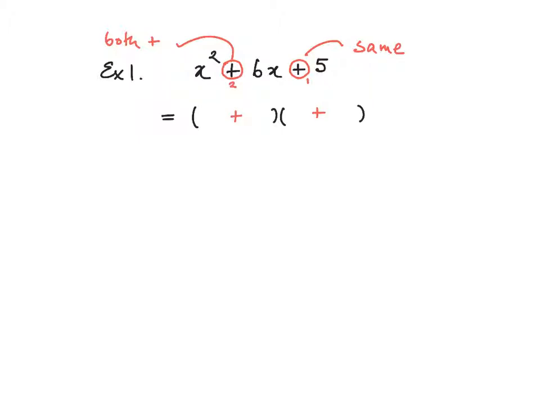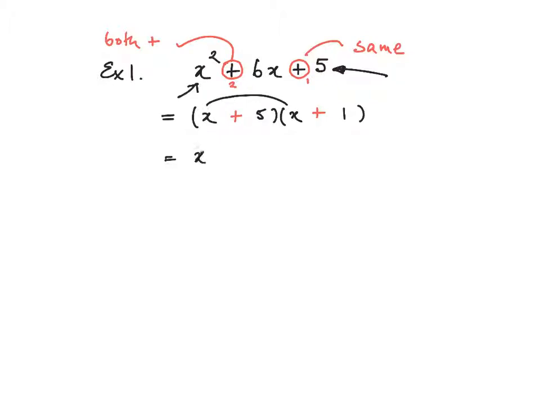Now, what else? What times itself gives us x squared? Well, that's easy. It's x times x. 5 is a prime number, so its factors are 5 and 1. It can only be 5 and 1. We can put the 5 here and the 1 here, or vice versa. Now let's just check.